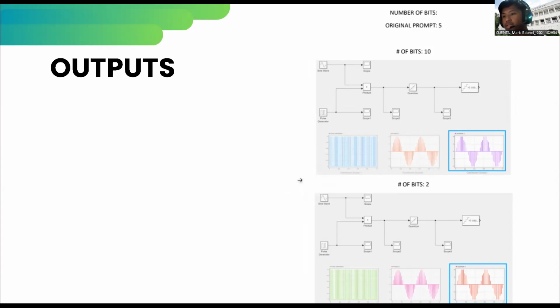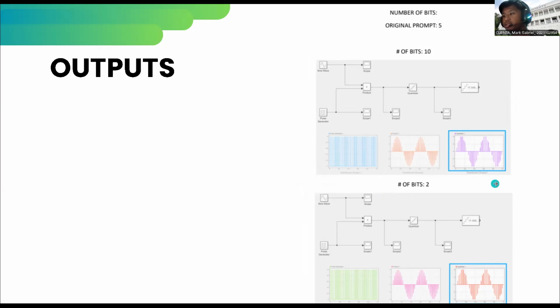While with lower bits, like in my sample of 2, 2 raised to 2 means 4, it is much lower than the other one. It means that the sample has very limited levels, and the signal is more likely highly distorted. So, in conclusion, increasing bits gradually improves the signal quality, while fewer bits reduce accuracy.